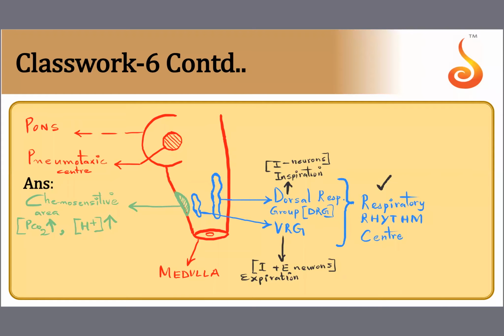I'm omitting some details here which you don't have to know. So I'm directly telling you one important thing, that this pneumotaxic center has an inhibitory effect on your dorsal respiratory group. Why does it have an inhibitory effect? What will happen when it inhibits the dorsal respiratory group? And you know, it also has another pathway that moves on to the ventral respiratory group. It has an excitatory connection with the ventral respiratory group.